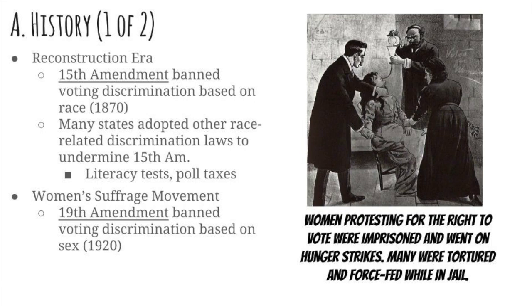Now, the women's suffrage movement is another significant milestone in the history of voting in America, and it really began in the 1840s and 1850s with small numbers of women pushing for the right to vote. But by the 1890s, 1900s, and 1910s, this had become a large number of people, of middle class and upper class, mostly white women, pushing for the right to vote.